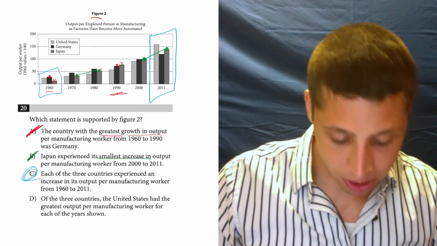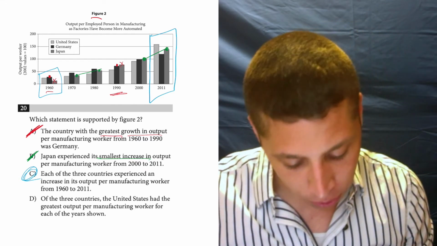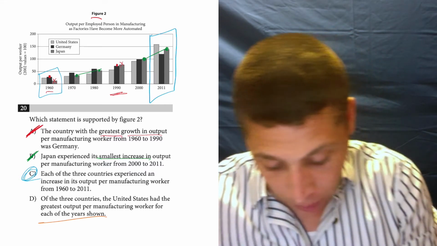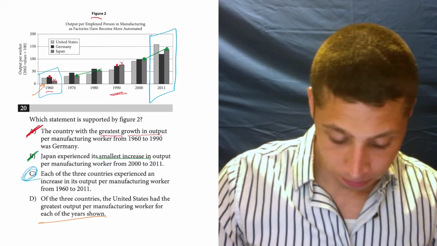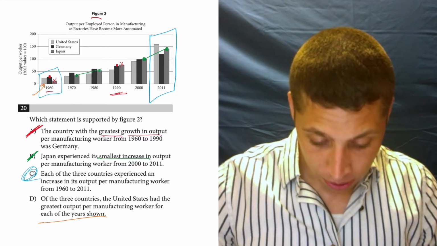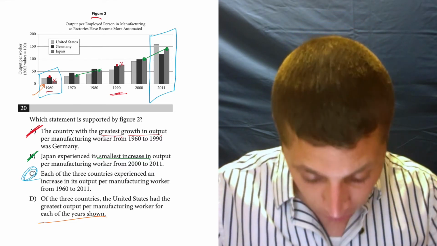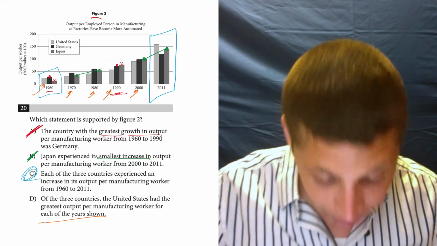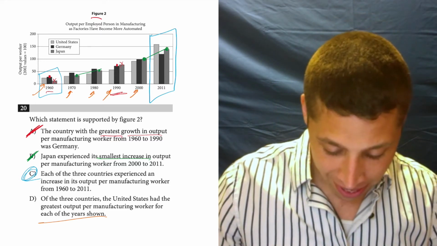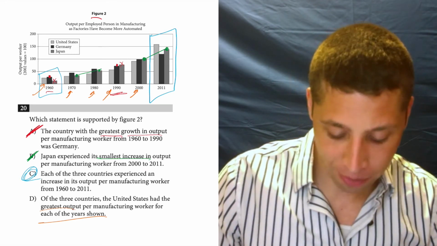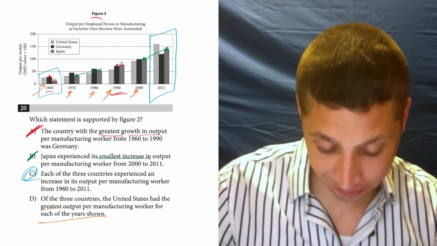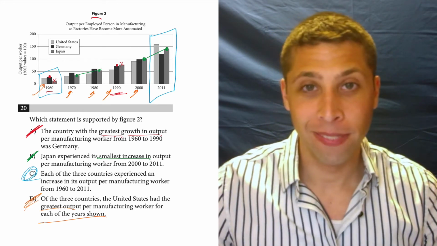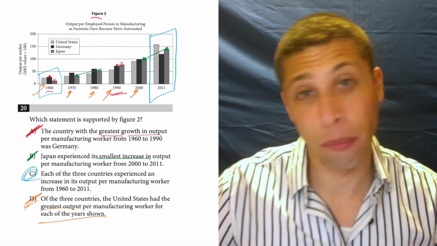Of the three countries, the United States had the greatest output per manufacturing worker for each of the years shown. So the United States is the light gray bar, and look, if we look at 1960, it's not the greatest. It's not the tallest bar. Germany is the tallest bar. It's also true that it's 1970, 1980, 1990, 2000, literally every year except 2011, it does not have the greatest output. It's second or even third. So, it's just wrong.